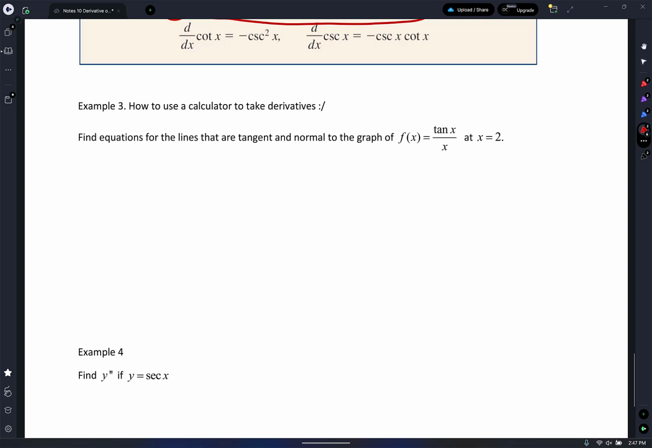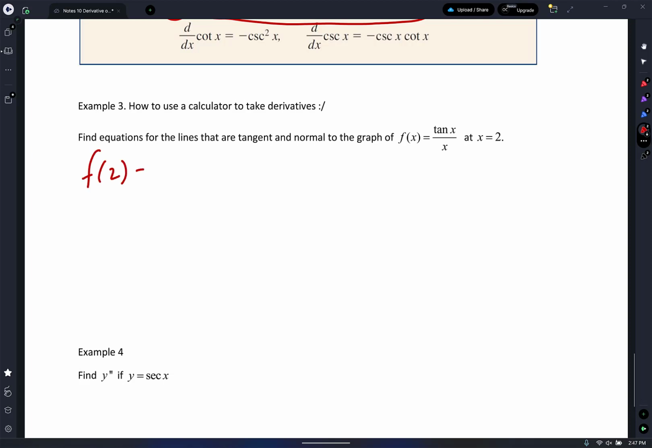All right. Find an equation for the lines that are tangent and normal to the graph of f of x equals tan x over x at x equals 2. We're not going to do quotient rule. We're just going to tell the calculator right off the bat to give us a point. I need 2 things for a tangent line. What and what? All right, let's get the point first.